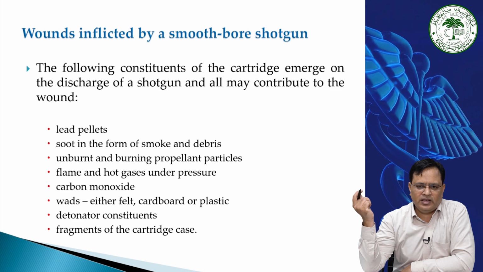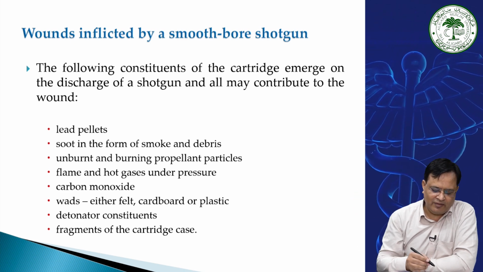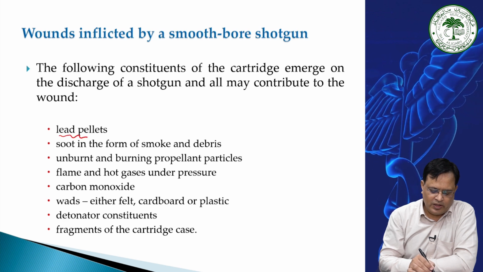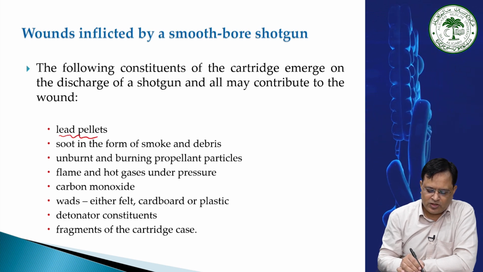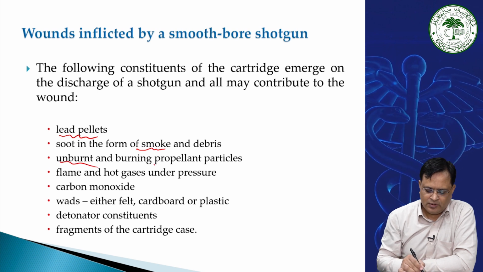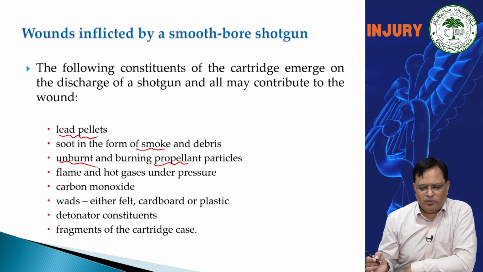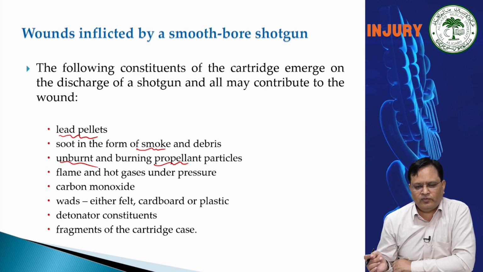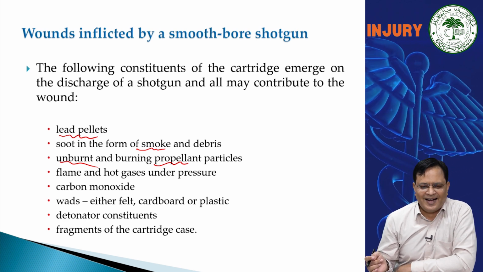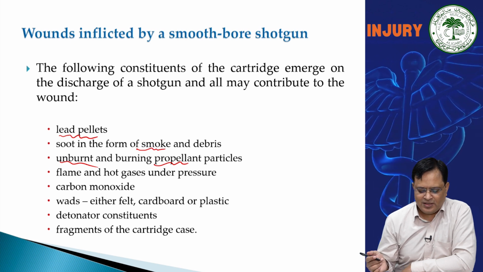Different things can constitute the cartridge. That is the lead pellet, which is very important. Soot from the smoke, unburned propellant, then the flame, hot gases, carbon monoxide which is coming out from the muzzle, wax. These all can demonstrate different types of injuries.